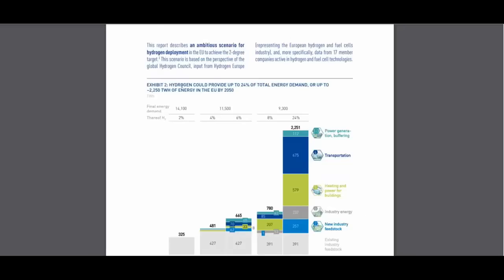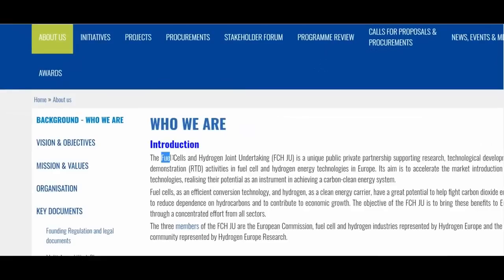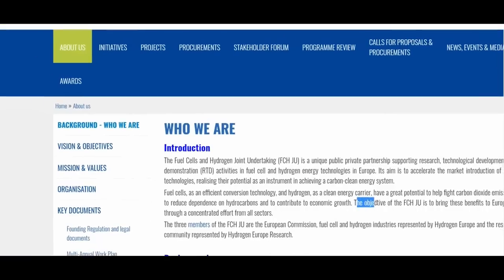Now, this is a roadmap presented by FCHJU. So just a short introduction about FCHJU. FCHJU stands for the Fuel Cells and Hydrogen Joint Undertaking, and is a unique public private partnership which supports research and development activities in fuel cell and hydrogen energy technology. So the objective of FCHJU is to bring these benefits to Europe.